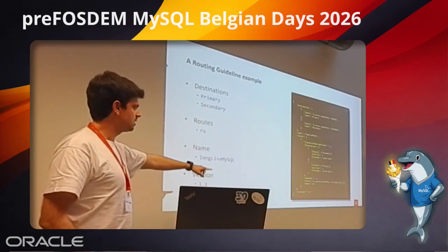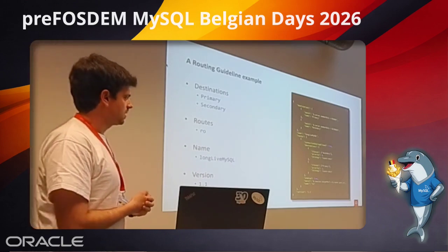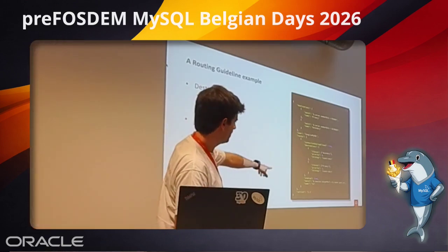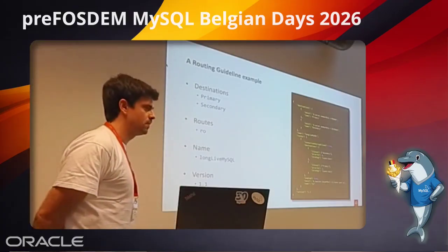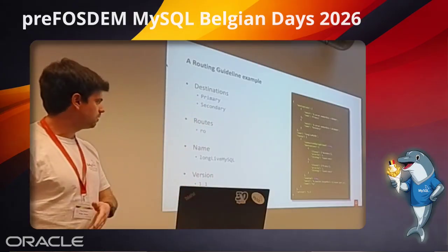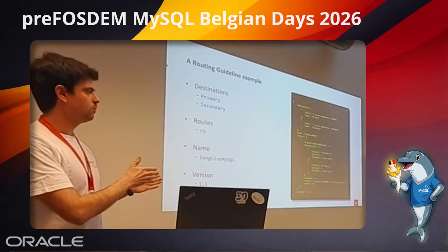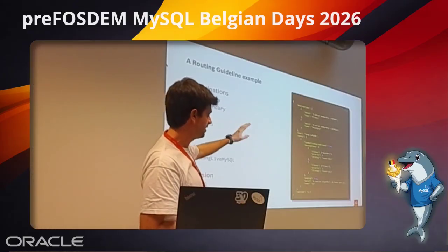Then in the routes, there's only one rule here. The name is RO, read only. The rule is that if the session target port is the same as the router read-only port, so the session is established to the router's read-only port, this rule will be applied, and then it will use the destinations.